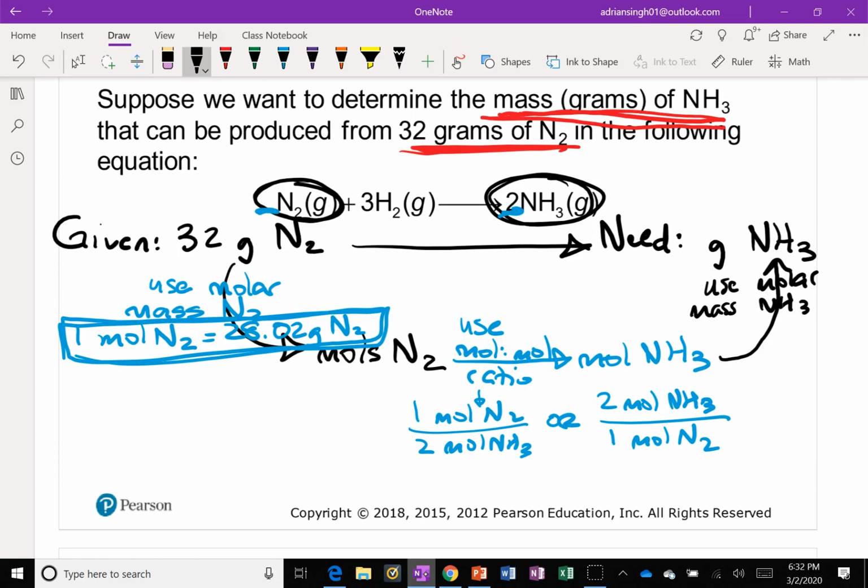Okay, we'll do a quick calculation. So 1 mole of NH3 is 17.02 grams.